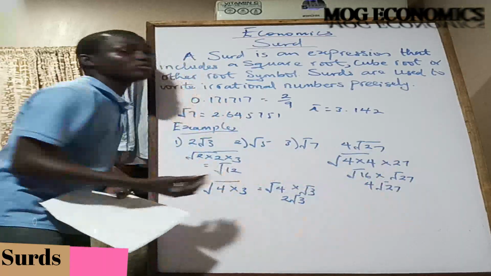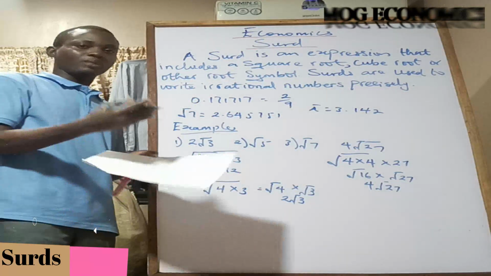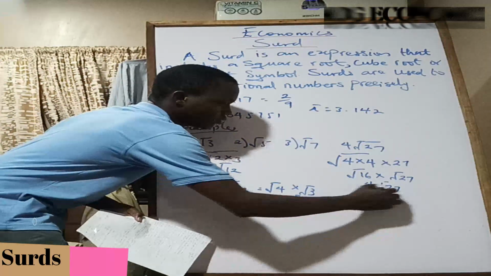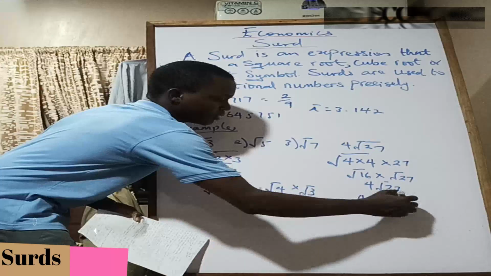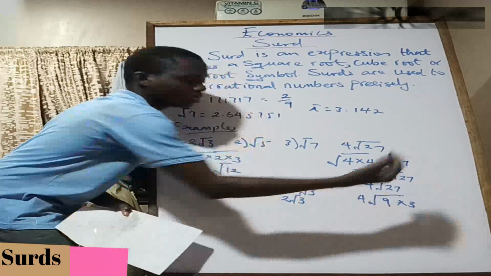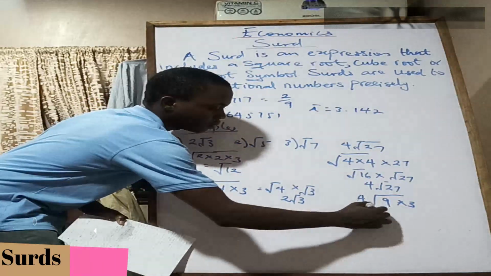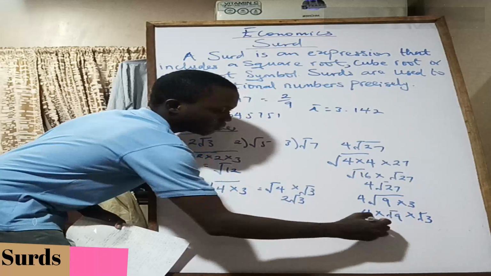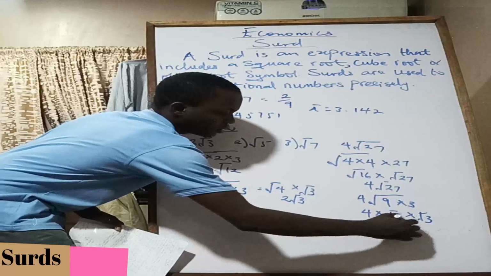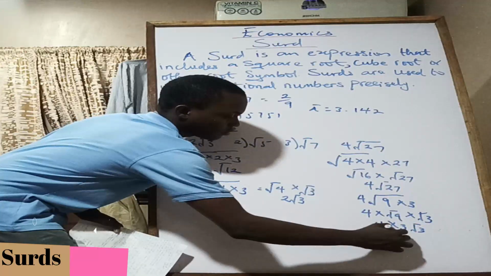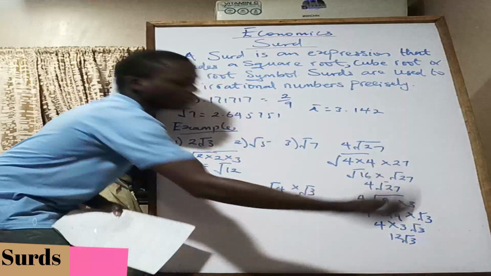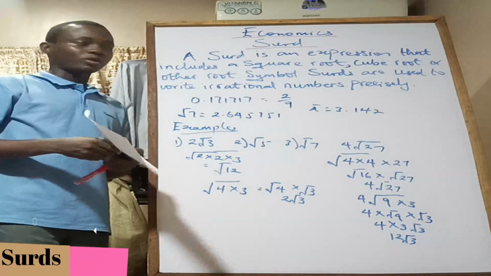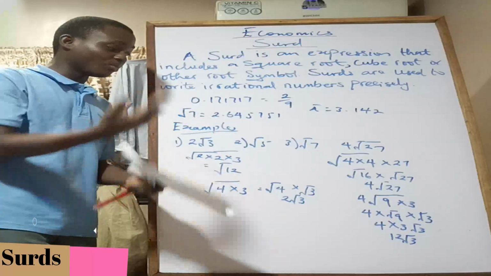But even root 27 we can still break down, because there's still a perfect square inside of it, which is 9. So we can say root 9 times 3, since 9 times 3 is 27. So this is 4 multiplied by root 9 multiplied by root 3. So 4 times 3, then root 3, and this gives us 12 root 3. This way, you've learned about multiplication of surds already, before even going into deeper things. It's as simple as that.